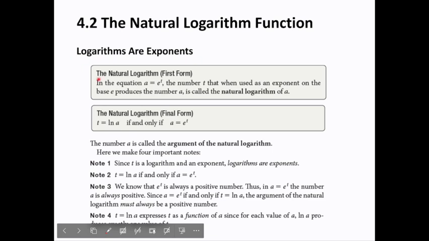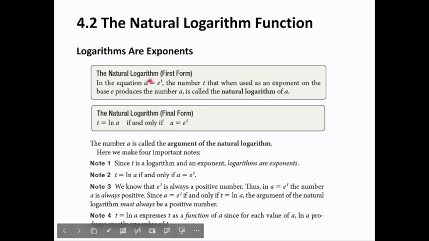When we talk about the constant e, that is an irrational number, just like pi, it shows up quite a bit in science. When we look at this equation right here, this is written in exponential form. And this is saying if I take the constant e and raise it to some value of t, that will give us a. This a is called the argument, and the e is the base.